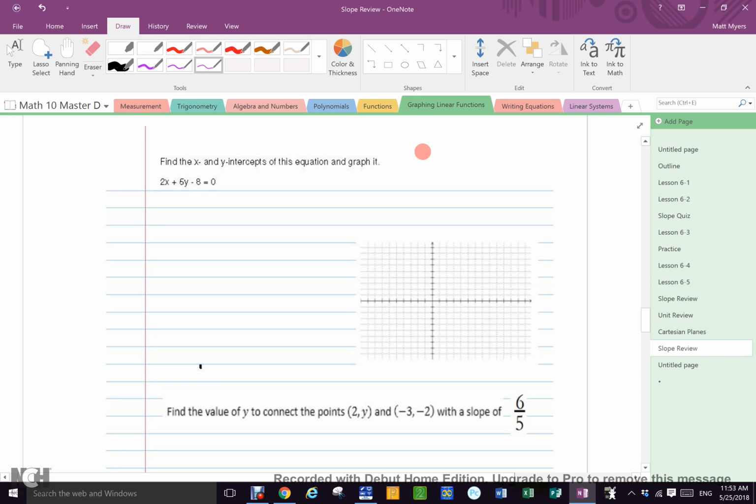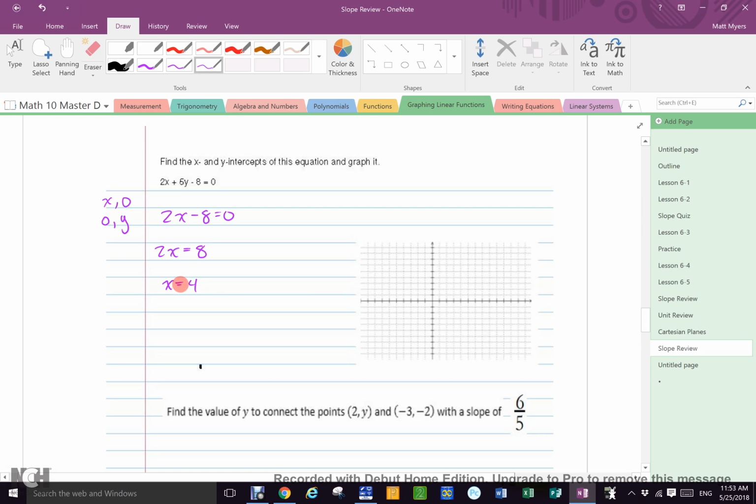Okay, so x and y intercepts. X-intercepts are (x, 0). Y-intercepts are (0, y). If I'm looking for the x-intercept, what will happen to the y value? 0. It will drop out. So I will get 2x minus 8 equals 0. 2x equals 8. X equals 4.